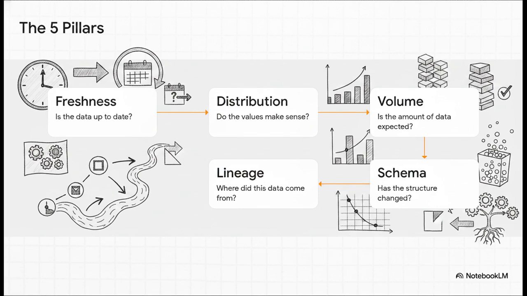First up, freshness. Basically, is my data up to date? Second, distribution. Do the values in my data even make sense? Third, you've got volume. Is the amount of data coming in what I expected? Fourth, schema. Has the actual structure of my data suddenly changed on me? And finally, lineage, and we'll circle back to this one, it's a biggie. It asks, where did this data come from and where is it going?